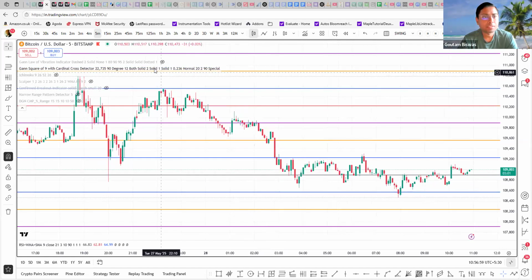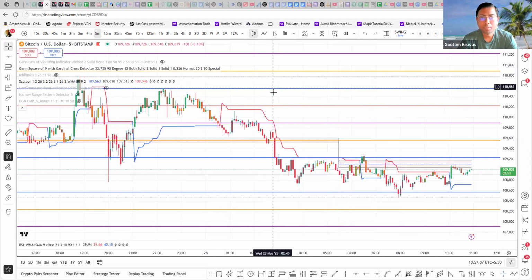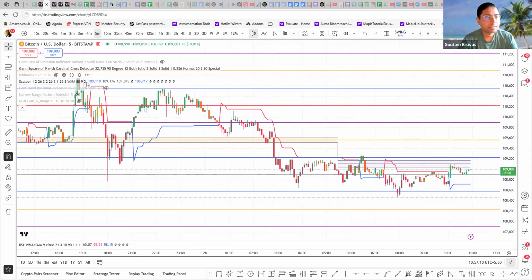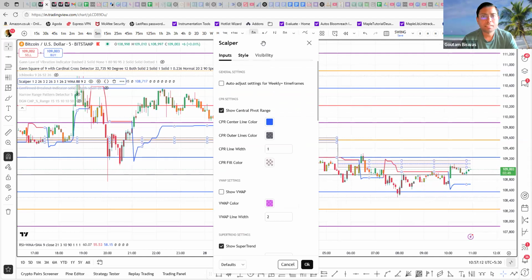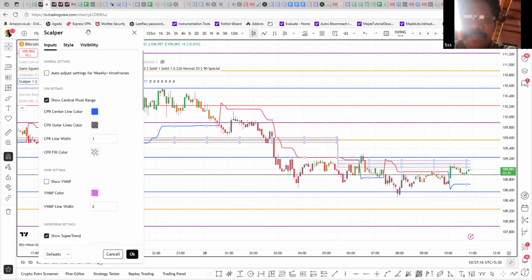See, levels are already drawn. So if I switch it off, no levels. If I switch it on, you get all these levels, right? Then the second indicator you have to use is what I call the scalper or the trend following indicator. Now, this is a technical indicator which is comprised of a few other technical indicators, right? Primarily, the adaptive CPR.